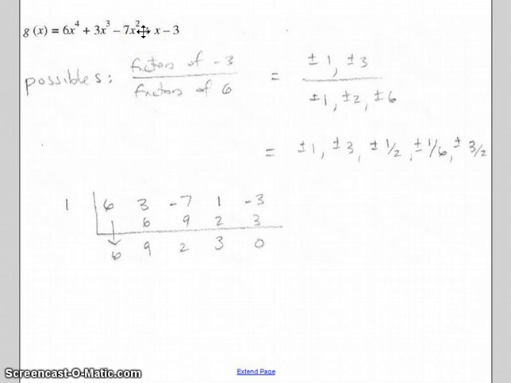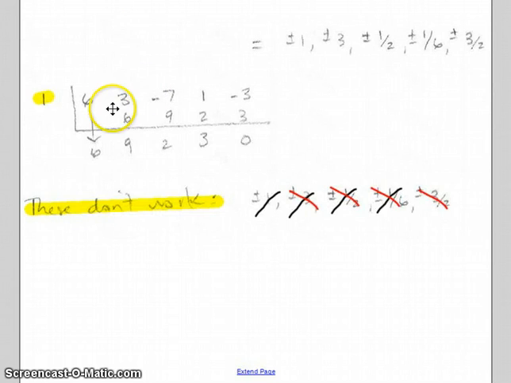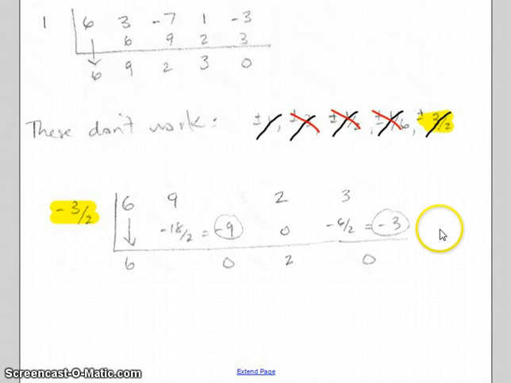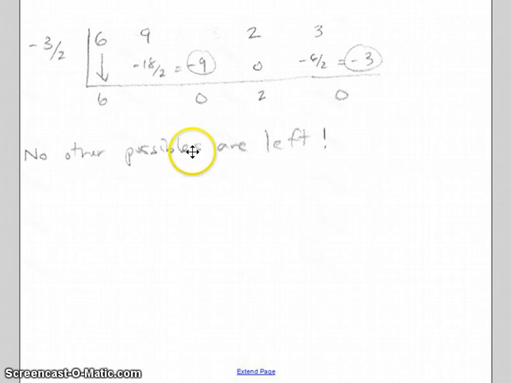1 does work. But you'll find that negative 1 doesn't work, neither of the 3's work, neither of the halves work, and neither of the 1/6 work. And in fact, plus 3/2 doesn't even work. So you were left now trying negative 3/2. Negative 3/2 does work. It does leave you with a remainder of 0. So 2 of my answers are 1 and negative 3/2. At this point, there are no other possible zeros.